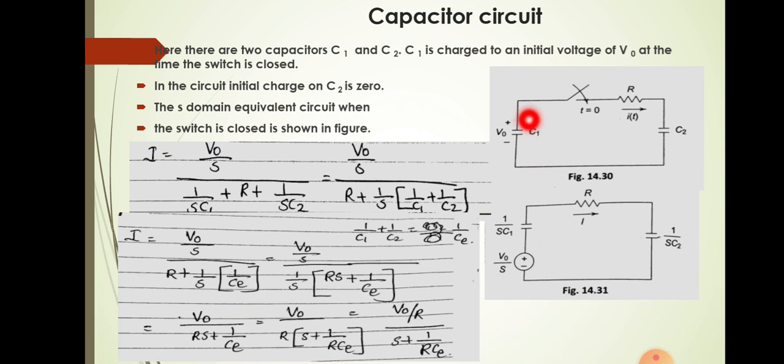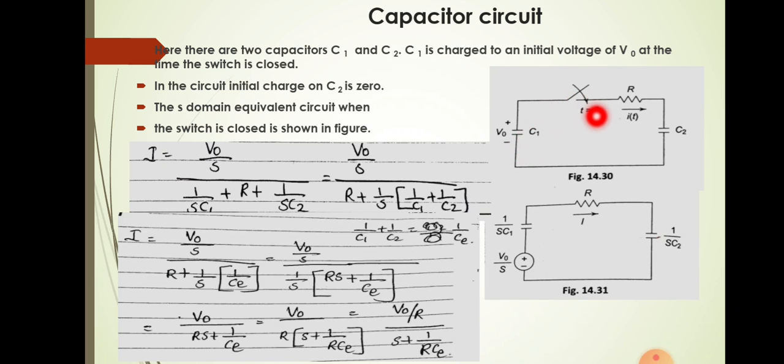Initially C1 has an initial voltage V0. When the switch is closed, the charge on C1 will be transferred to C2. Here across C1 there is a voltage V0. C1 has the ability to store charge, right? A capacitor has the ability to store energy in the form of charge.